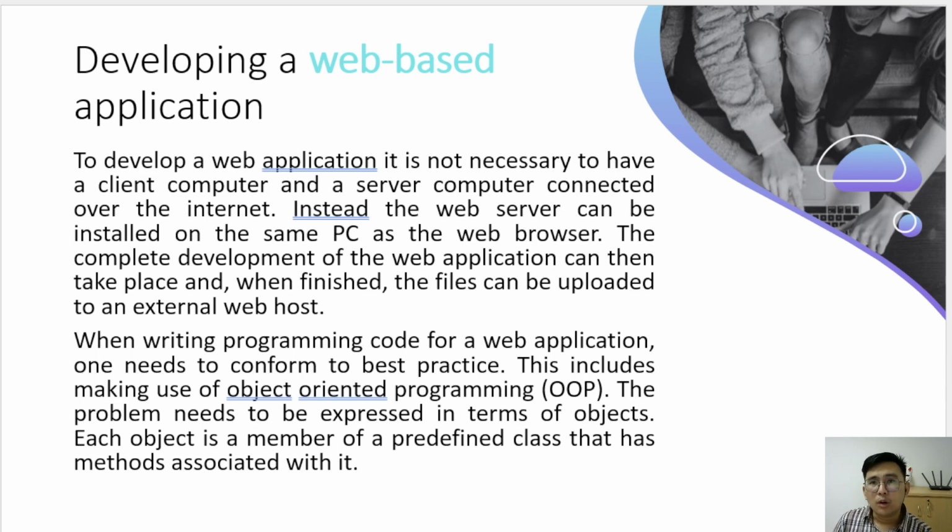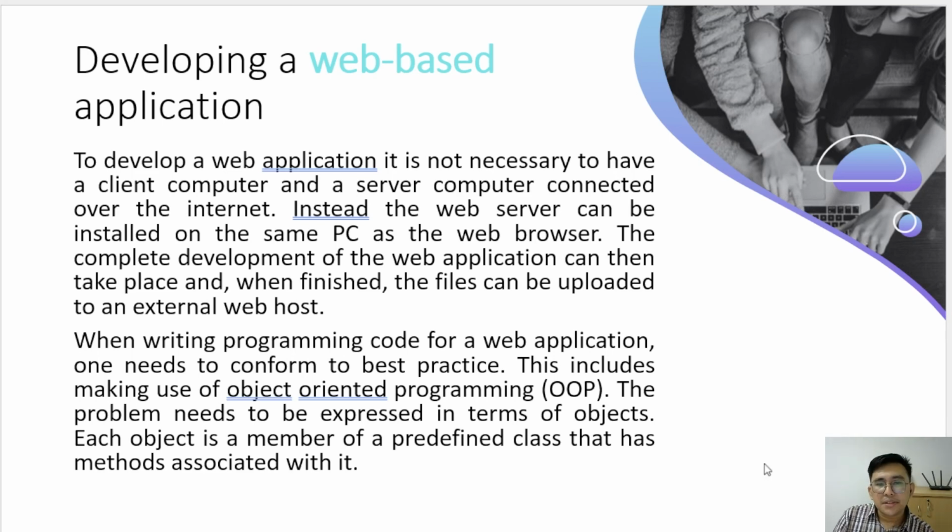So when writing programming code for a web application, you need to know how to conform to best practice. This includes what we call the object-oriented programming (OOP) methods that are usually used in web development. The problems need to be expressed in terms of objects. So it's divided into objects, categories, and certain data as well. Each object is a member of what we call a predefined class, which has methods associated with it.